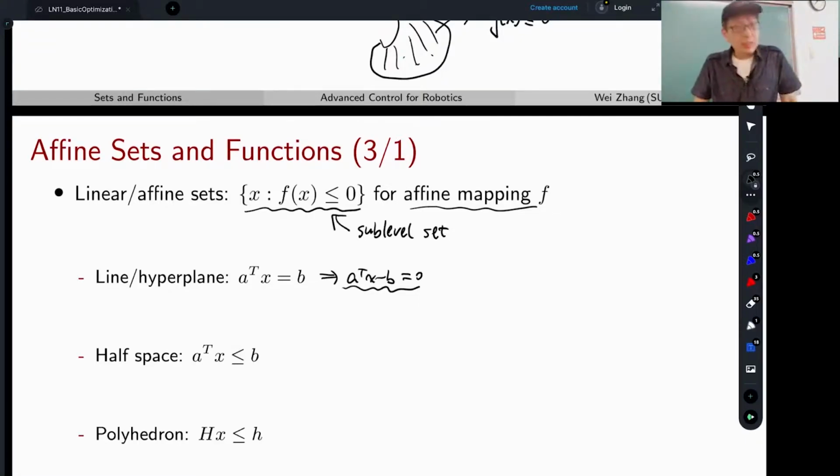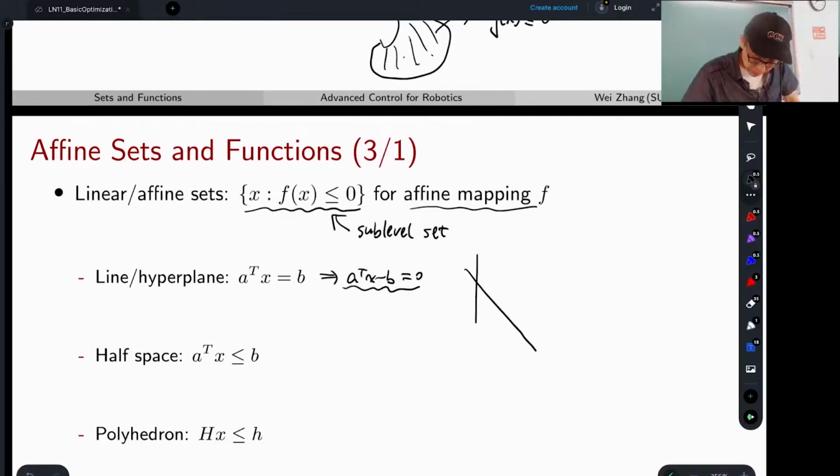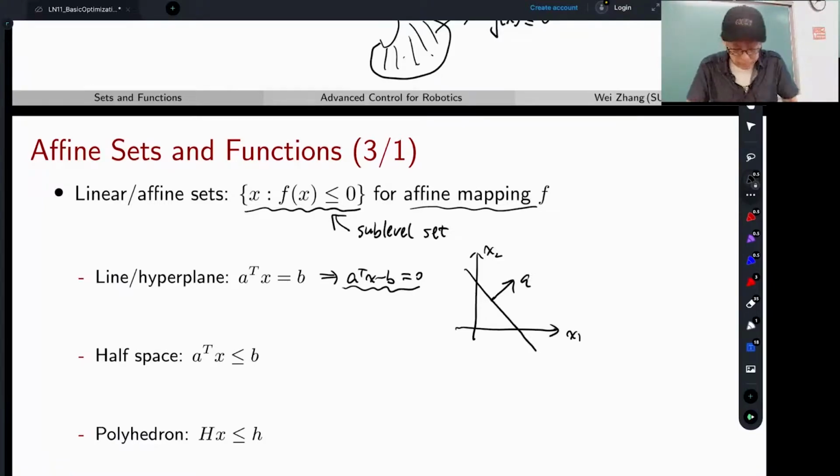So what does this mean? This means a line or hyperplane. Let's say this is x1, this is x2. This is my vector a, the normal vector, okay? How do you represent this line?